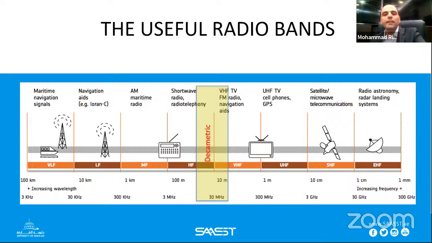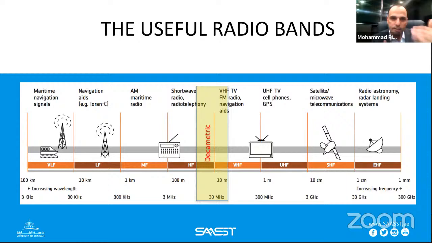We call this band decametric. Why? Because if you look at the scale here, you can see the whole radio bands from VLF, very low frequencies, up to extremely high frequencies, EHF. In the middle, we can see the HF and VHF, the high frequencies and very high frequencies. Look at the equivalent wavelength for these frequencies. It is around 10 meters, 15 meters, 20 meters. This band is called decametric. It refers to multiples of tens.